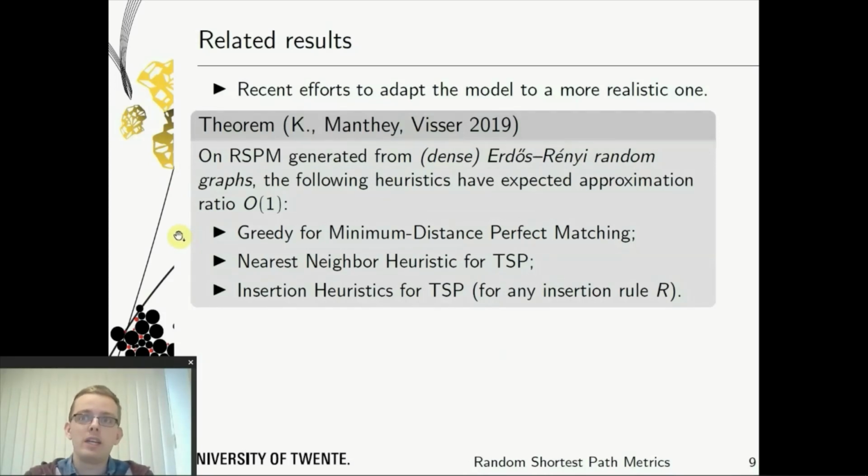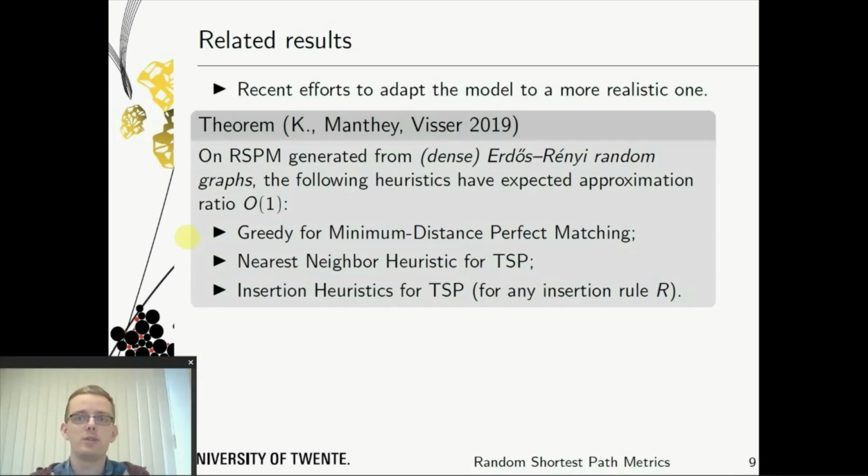Again, I've listed here only the results relevant to this talk, and we can see that this model is already a bit more realistic since we have a non-complete graph to start with, but the results here only hold for Erdős–Rényi random graphs where the probability of an edge being present is sufficiently large, and we roughly need the same bound that is needed for an Erdős–Rényi random graph to be connected with high probability.